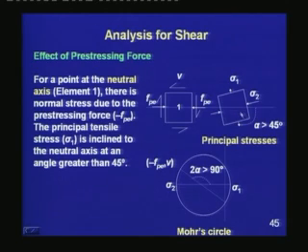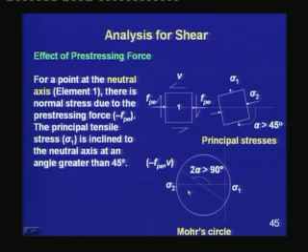Due to this, the state of stress is such that the principal tensile stress sigma 1 is inclined to the neutral axis at an angle greater than 45 degrees. The principal tensile stress sigma 1 is much smaller compared to the principal compressive stress sigma 2.